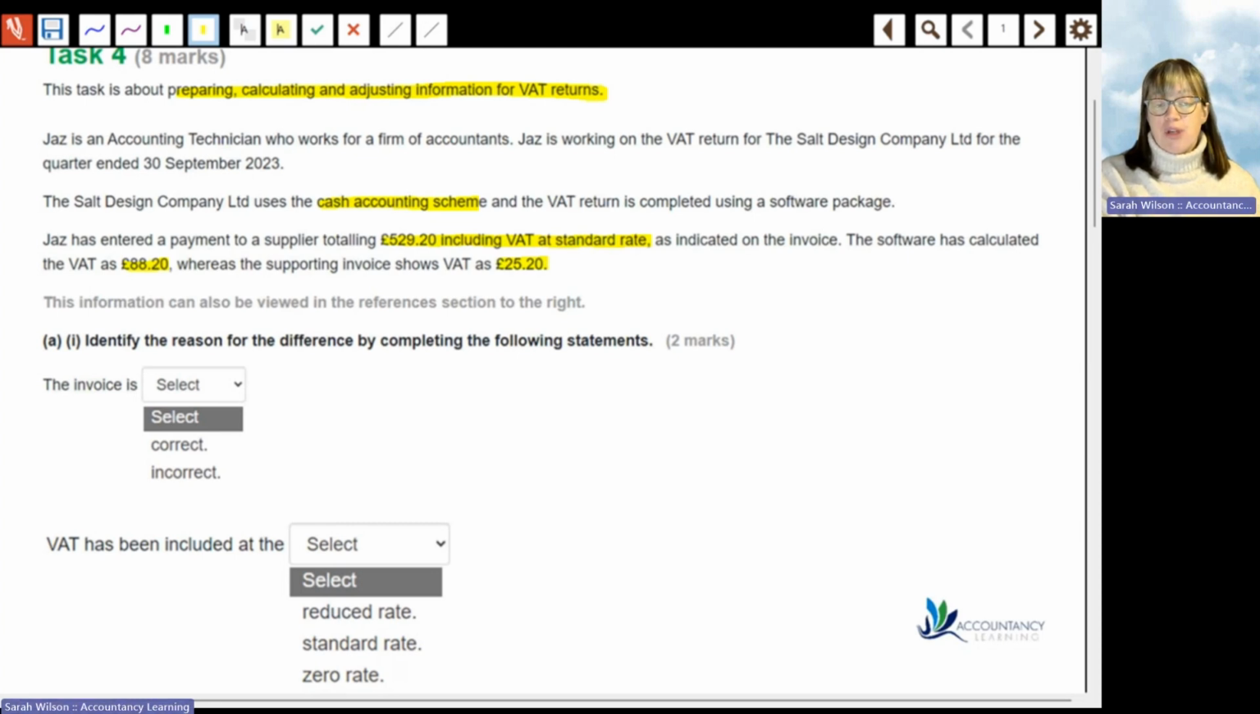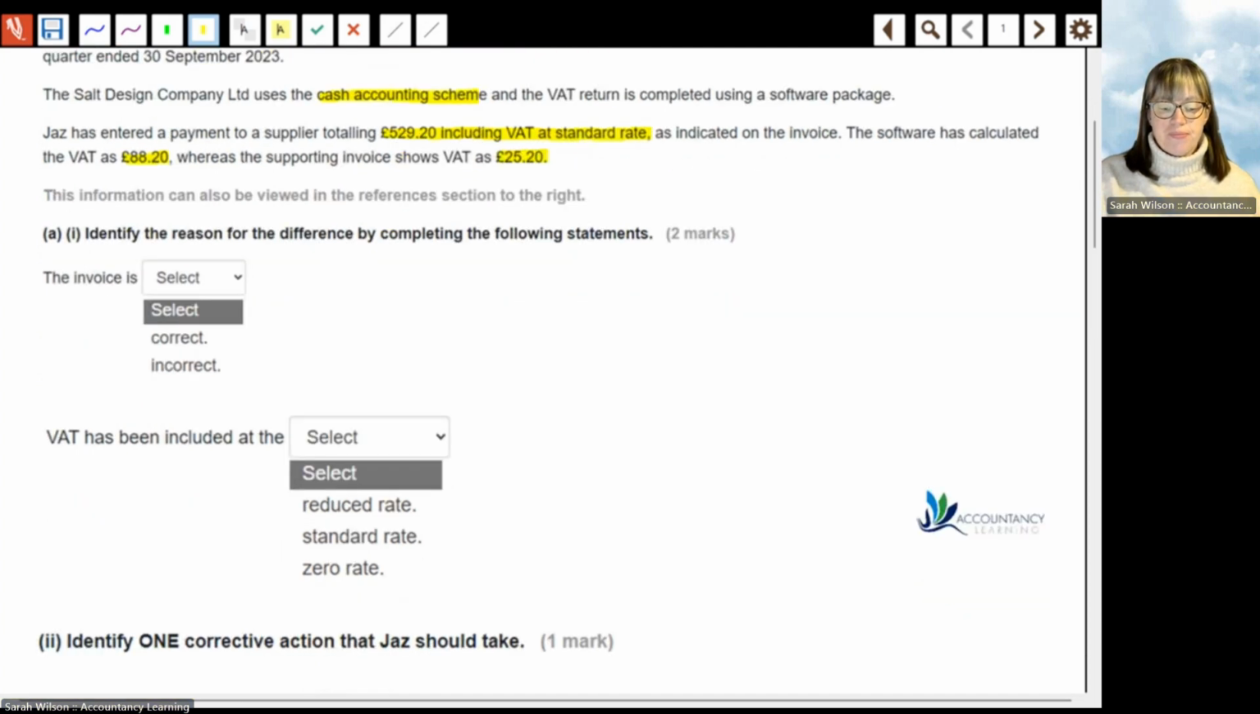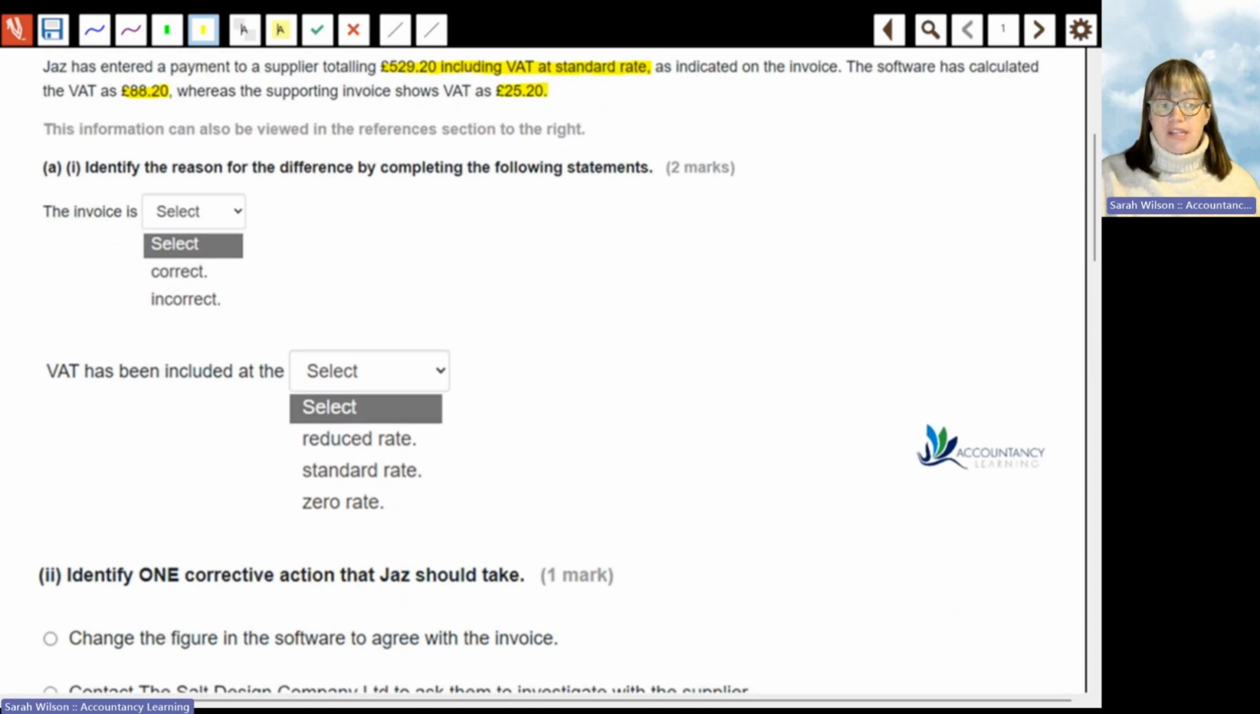Now remember, in your exam you can have this information up on the right hand side of your screen by looking in the references section so that you don't have to keep scrolling up and down as you answer the questions. Part A. Identify the reason for the difference by completing the following statements. So first of all, the invoice is, and we've got correct or incorrect.